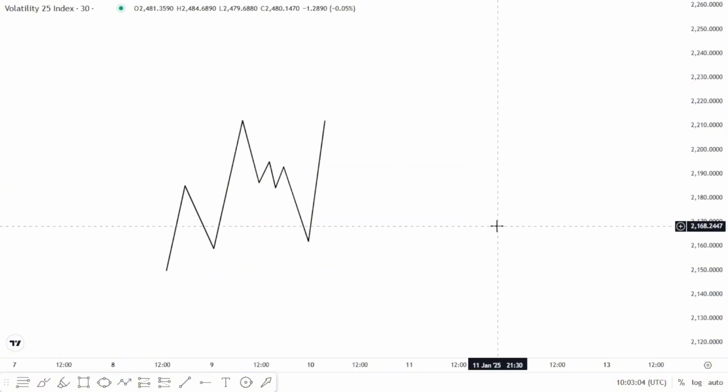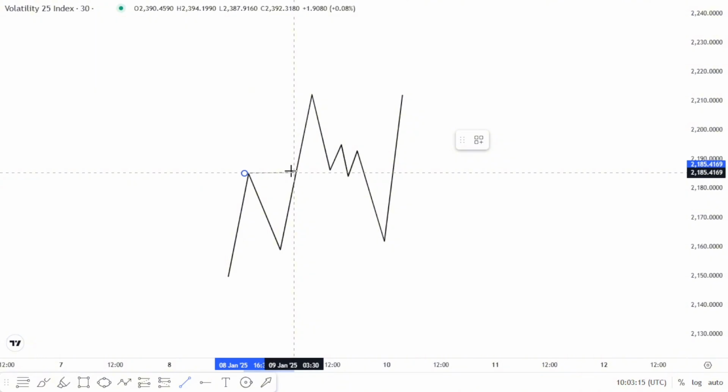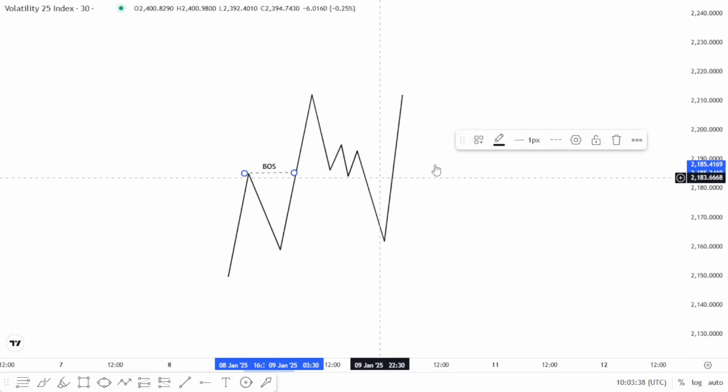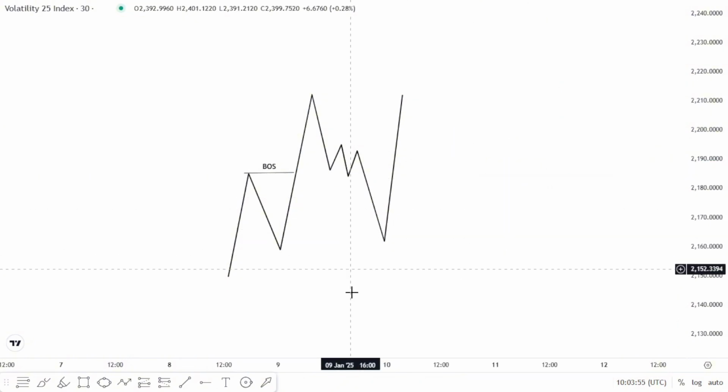All right, so now let me just break this down. Here what we have is a break of structure. Remember, this is the synthetic chart. So here we have a break of structure, BOS. So we have our BOS. The next thing, yeah, we have a break of structure.